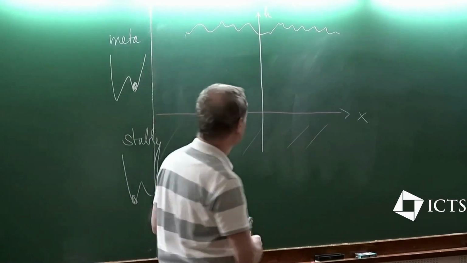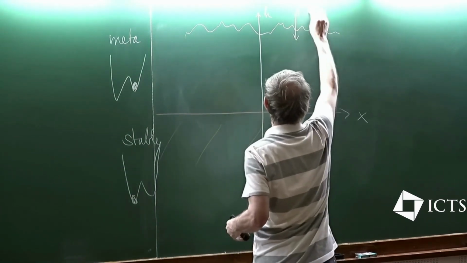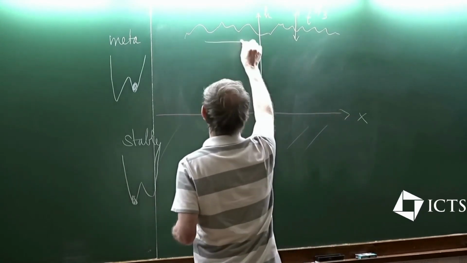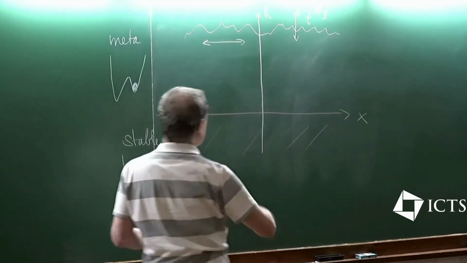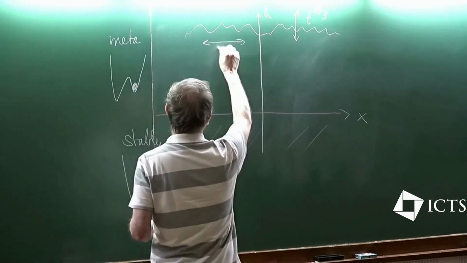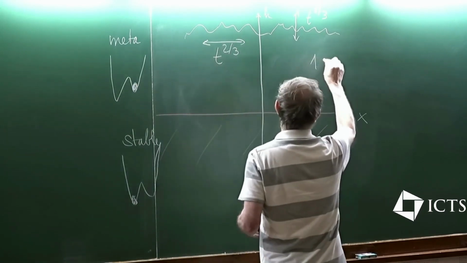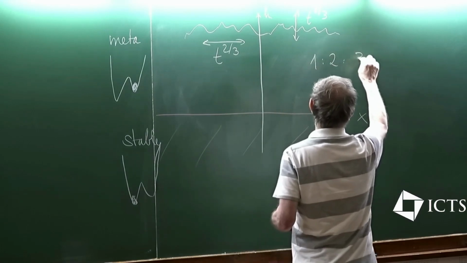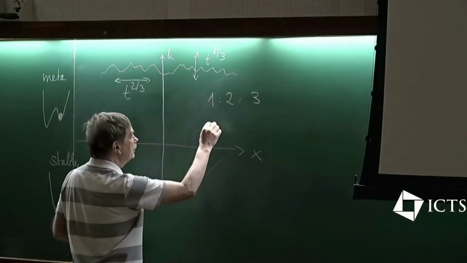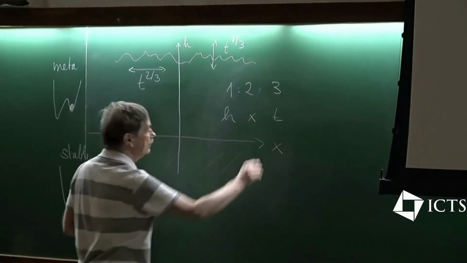Okay? And what you measure experimentally is that when you look at these fluctuations, they're of order t to the 1/3, and if you measure the lateral fluctuations, they are of order t to the 2/3. And that's usually called the 1-2-3 scaling, where, as you can see, this is h, this is x, and this is t.